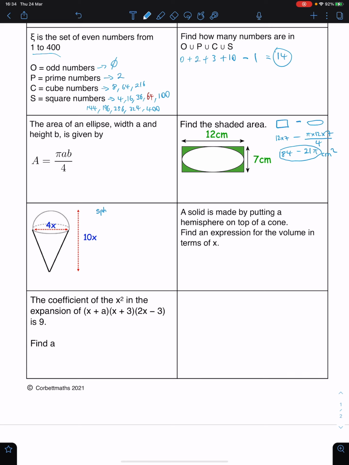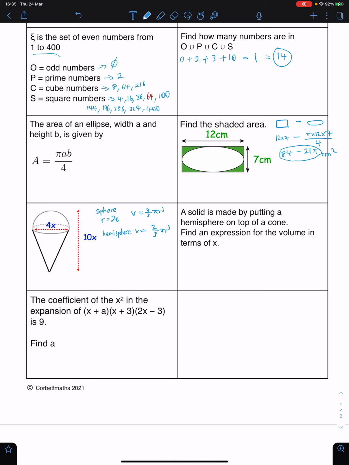So the sphere has a radius, r is equal to 2x, because they're given the diameter. And the volume is equal to 4/3 pi r cubed. Now, it's a hemisphere, which means half a sphere. So the volume for a hemisphere is going to be half of this, which is 2/3 of pi r cubed.